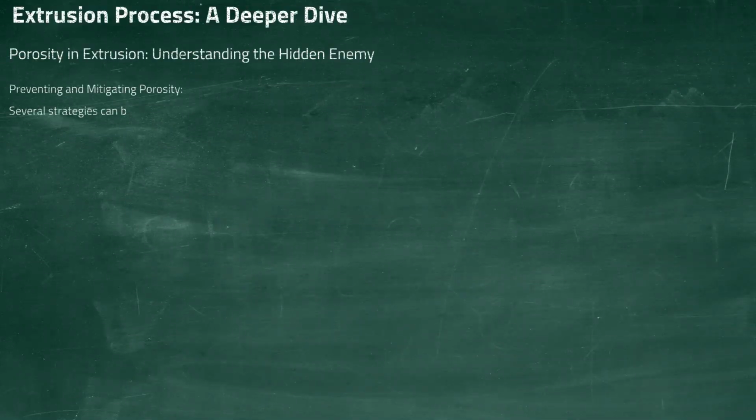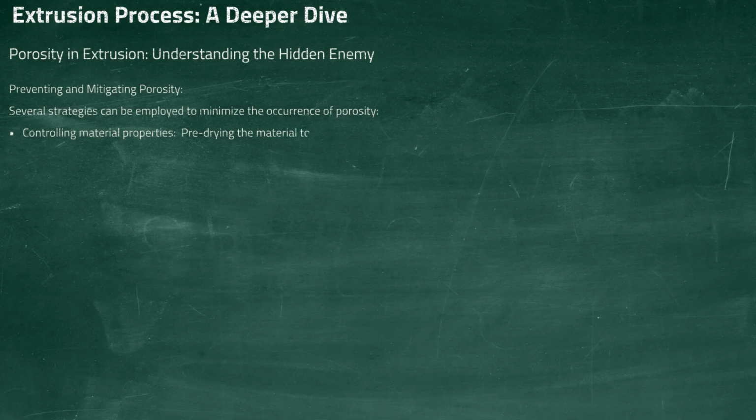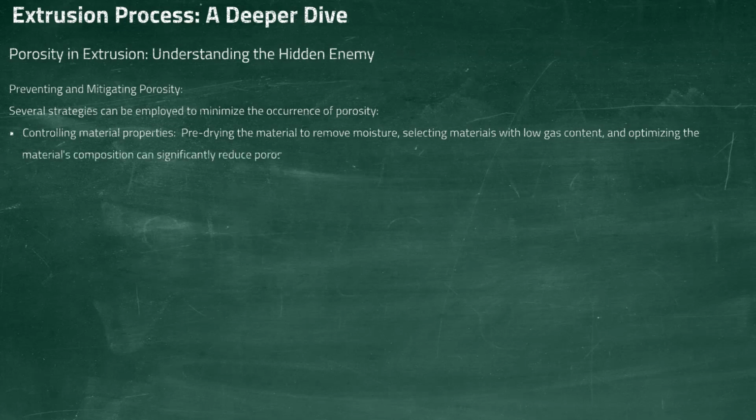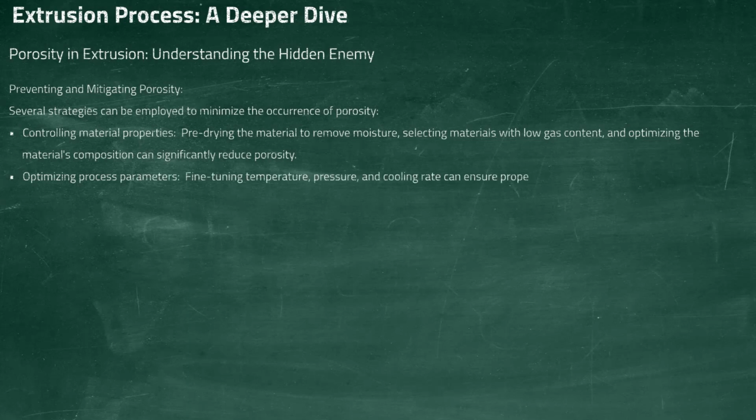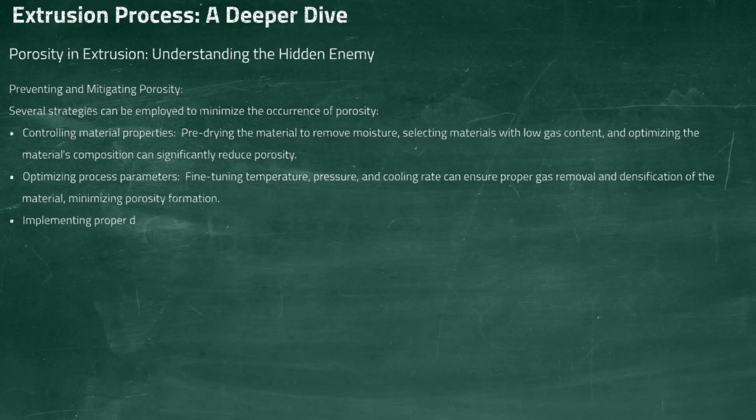Preventing and mitigating porosity. Several strategies can be employed to minimize the occurrence of porosity. Controlling material properties: pre-drying the material to remove moisture, selecting materials with low gas content, and optimizing the material's composition can significantly reduce porosity. Optimizing process parameters: fine-tuning temperature, pressure, and cooling rate can ensure proper gas removal and densification of the material, minimizing porosity formation.